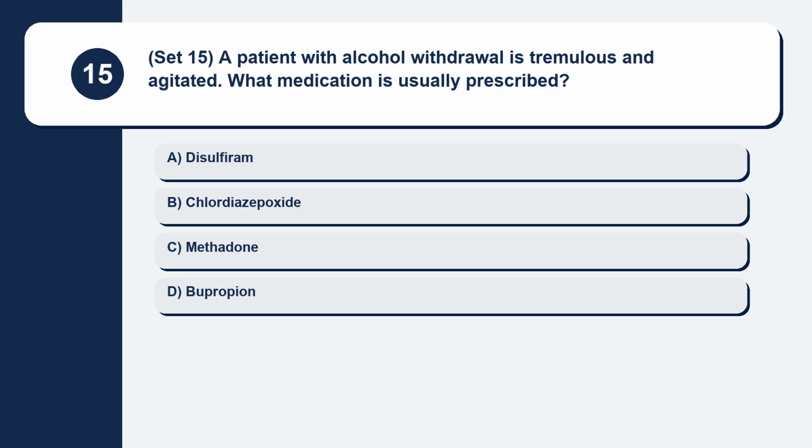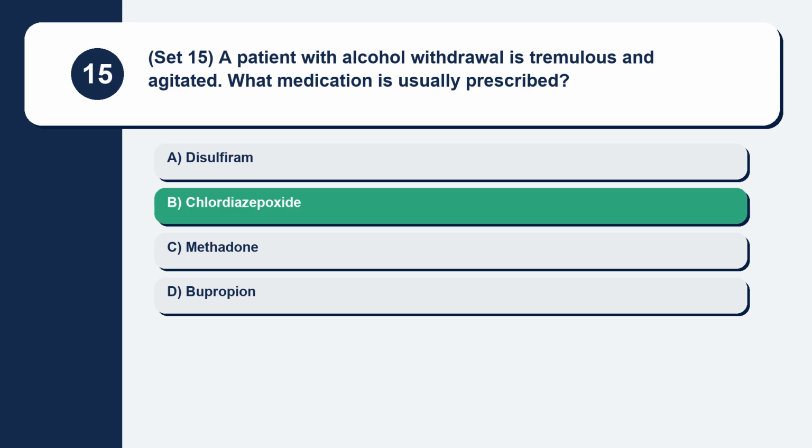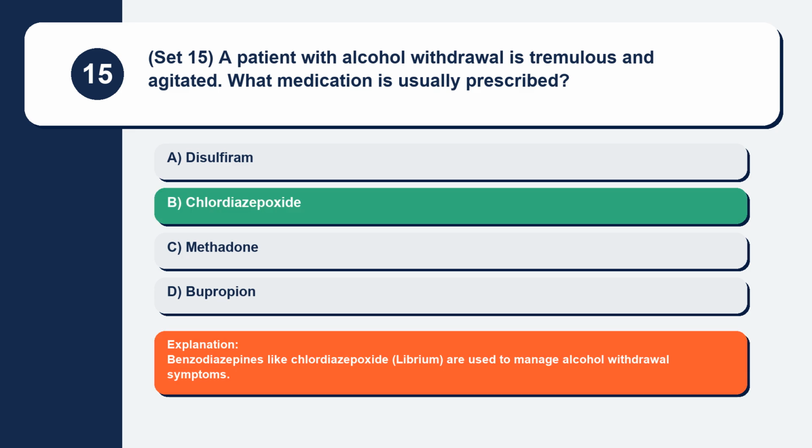Question 15. Set 15. A patient with alcohol withdrawal is tremulous and agitated. What medication is usually prescribed? Disulfiram, chlordiazepoxide, methadone, bupropion. Benzodiazepines like chlordiazepoxide, Librium, are used to manage alcohol withdrawal symptoms.